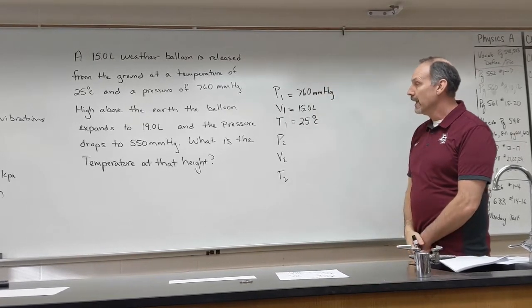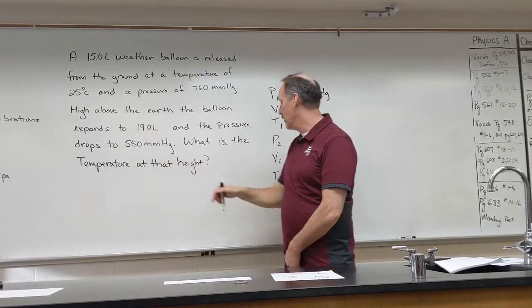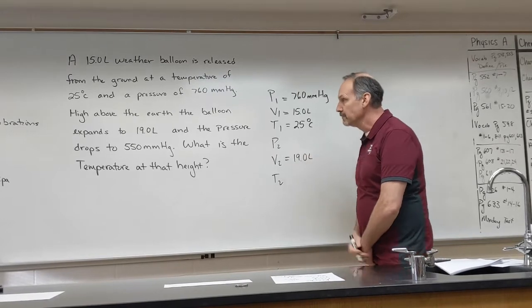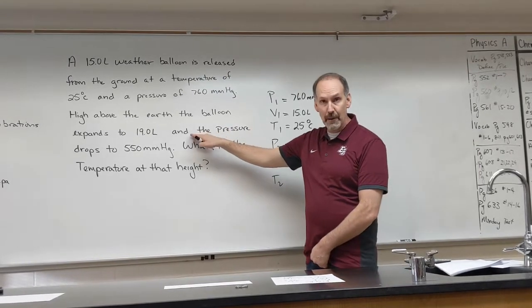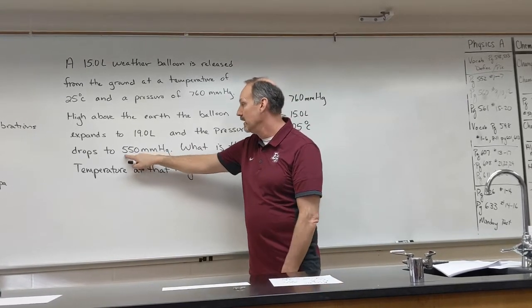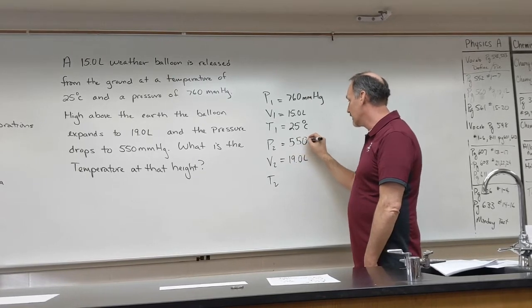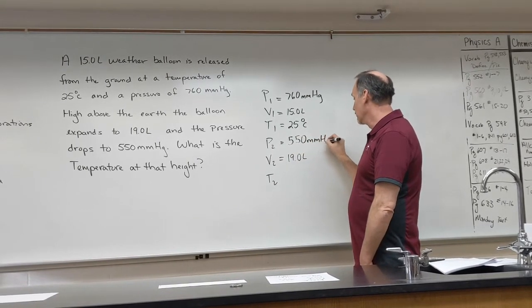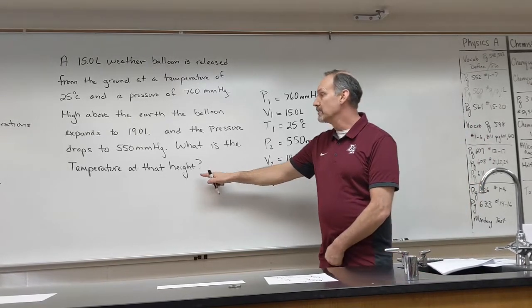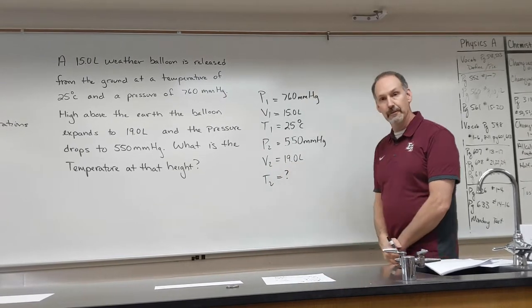No problem. And we go on, and it says that the balloon expands to 19 liters. Well, that's our new volume, 19 liters, okay? And the pressure drops because we go higher up in the atmosphere. The balloon wants to expand because there's less pushing on it. 550 is our second pressure mentioned, so we'll put that in the second pressure position, our millimeters of mercury again. And then it says at that height, what is the temperature? So my question mark goes there, okay?